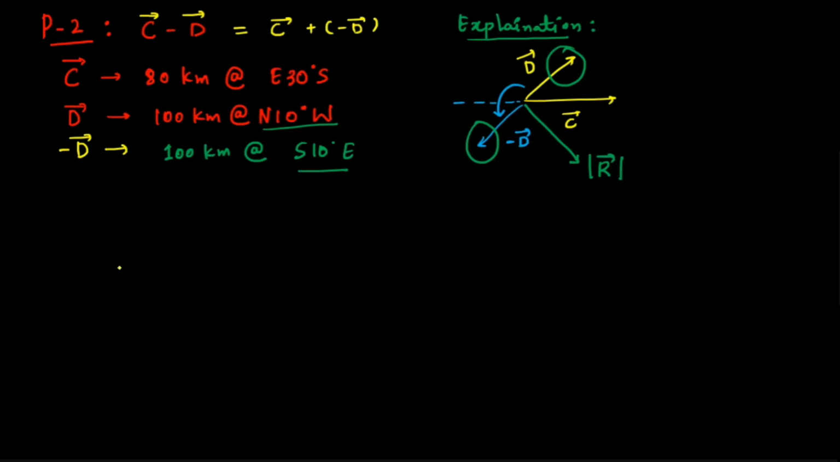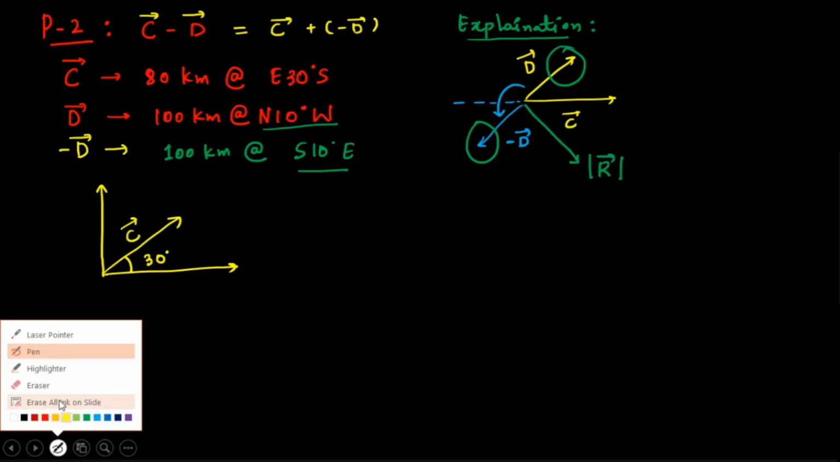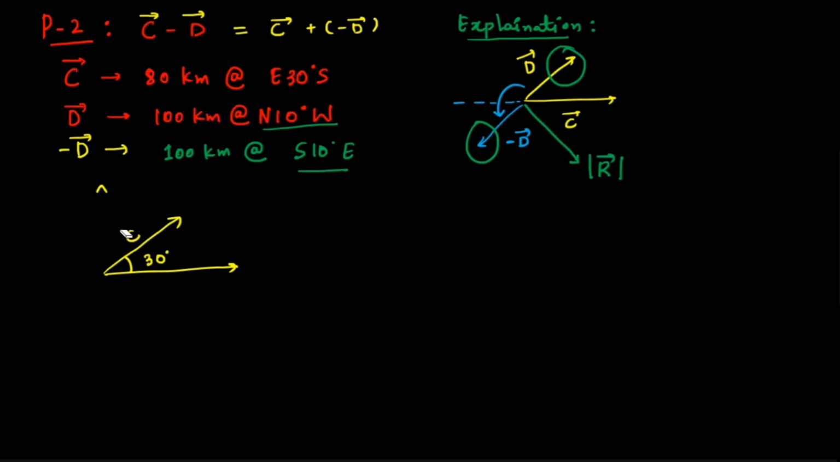So it is going to be like that. If I am writing c vector, it again must have two components. One component is along x-axis, another component is along y-axis. The component along x-axis should be written this way. So it is east of south, so I would draw this vector as per the directions only.